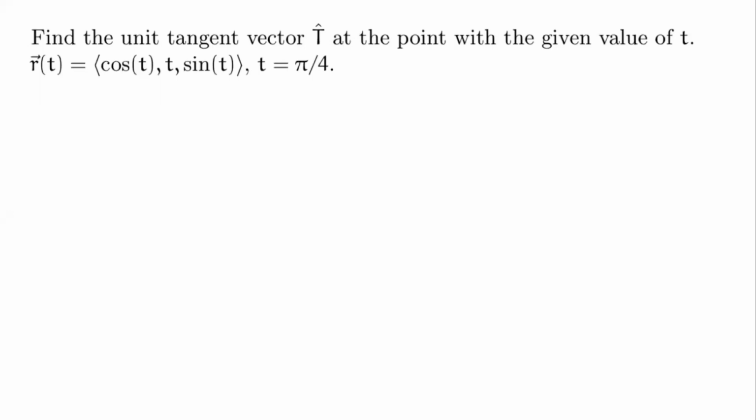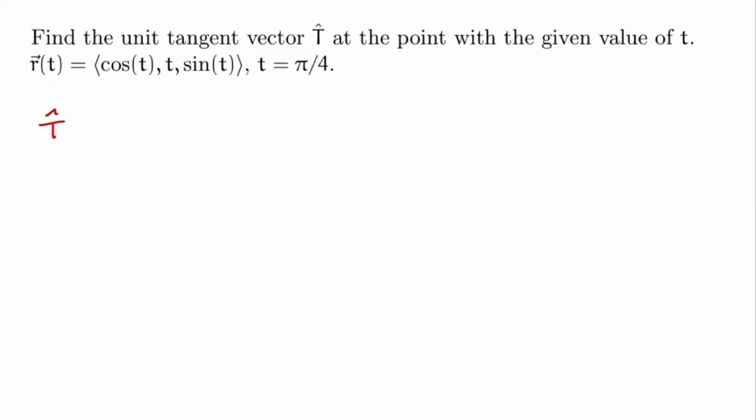Right, so in this video, we're going to find the unit tangent vector of a given curve. Now, this curve, as you can see, r of t is given as 3 components, so it's a space curve. And we're going to find the unit tangent vector at t equals pi over 4. So let's take a look at how this is going to work.